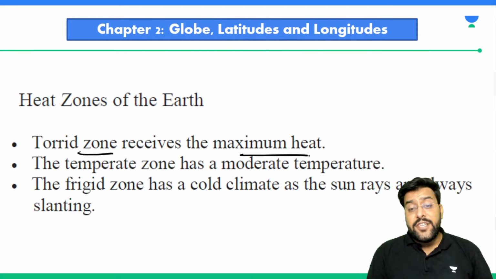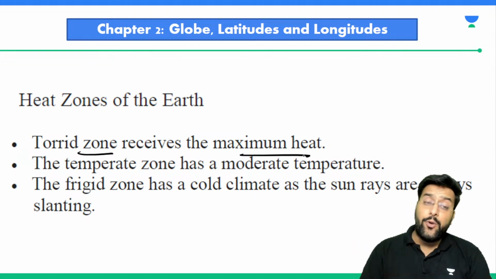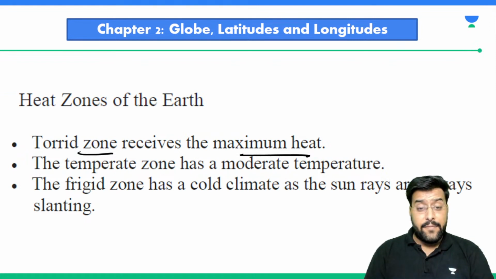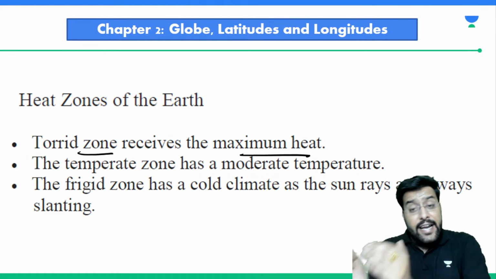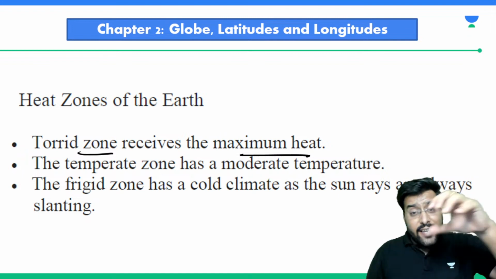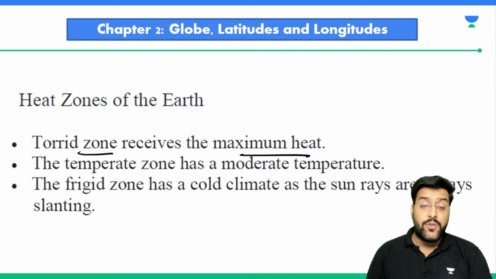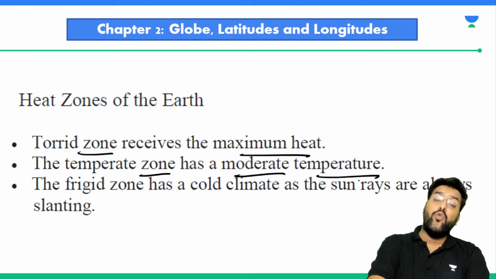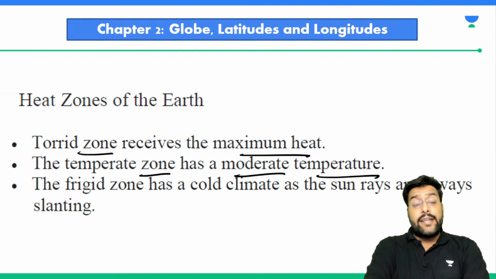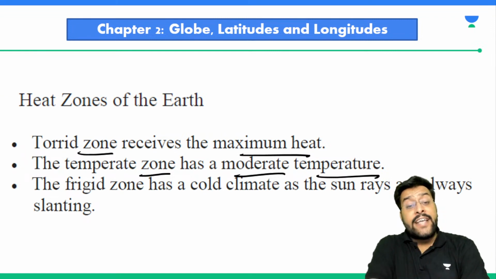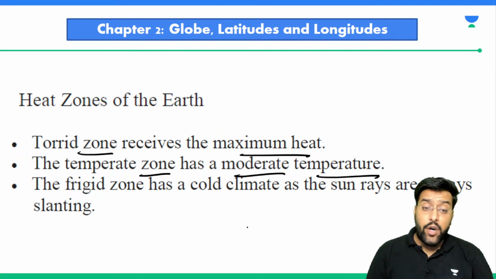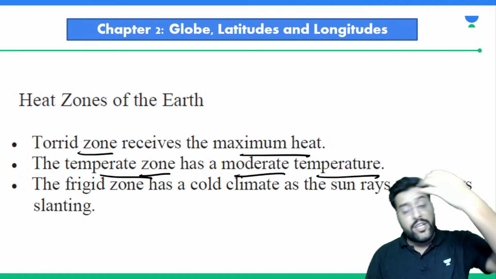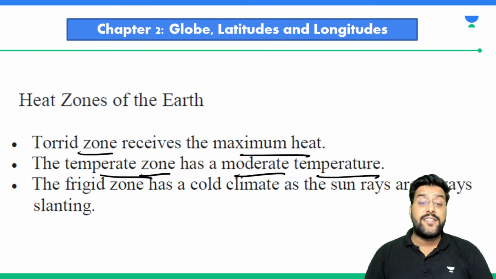Torrid zone, it receives the maximum heat. Why? Because it's near to the equator, and I told you that equator is the place that receives maximum of the sunlight coming. So maximum sunlight and heat will reach up to the equator, and areas around the equator will be called as torrid zone. Then there is a temperate zone which is moderate in temperature, like it's not too hot as the equator, but it will not be as cold as poles. So that's why we have moderate zone in between, we called it as temperate zone. And temperate zone in the northern hemisphere will be known as northern temperate zone, and at southern end will be known as southern temperate zone.